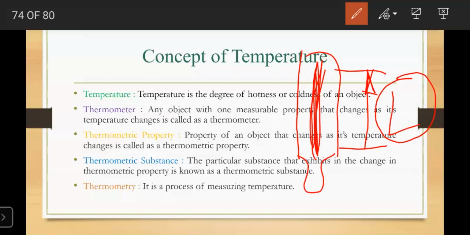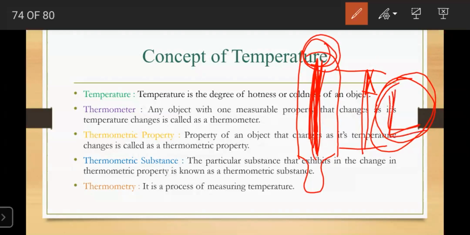But in this case, what happens? The length of the mercury changes. The length of the mercury increases or decreases. Increases. So this is the property. One of the properties of the mercury is its length. We have filled the mercury in a glass tube. You can take volume, you can take length. The area of the cross section is constant here. That's why I am taking only length, the change in length.